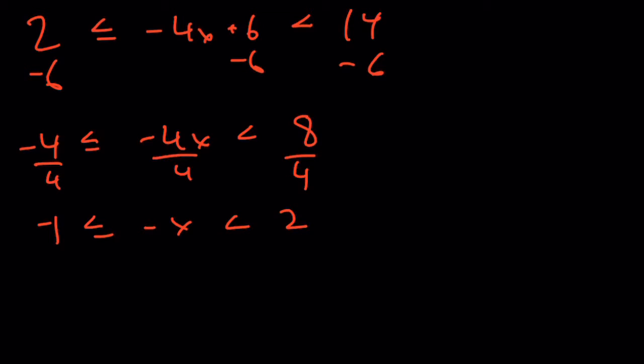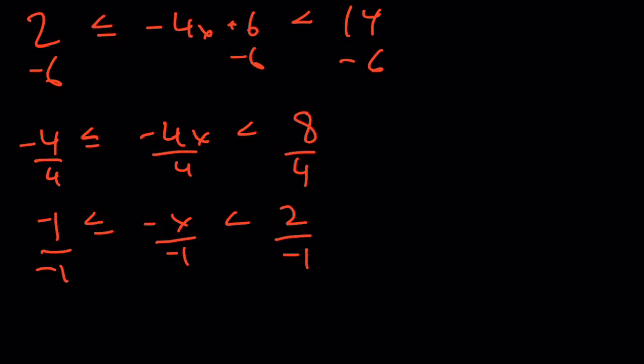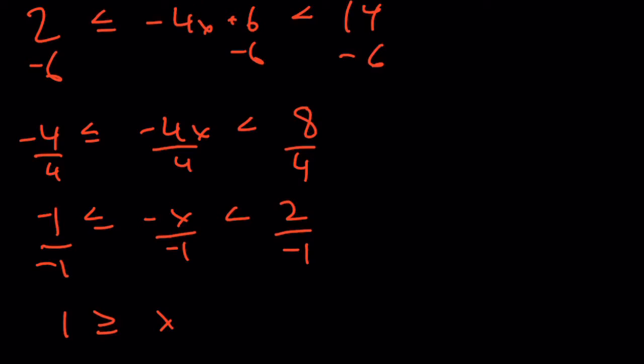And now here's the trick. Just like every other kind of inequality you do, when you divide by a negative or you multiply by a negative, you flip the sign. So 1 is greater than or equal to, well, my bad, x is less than or equal to 1, really. And then you got x is greater than negative 2. So that's a solved compound inequality.